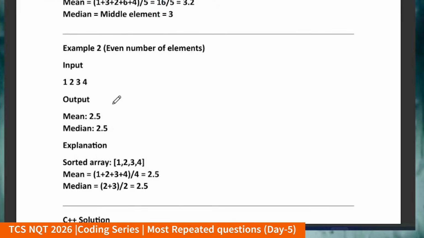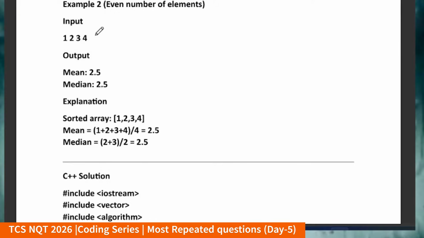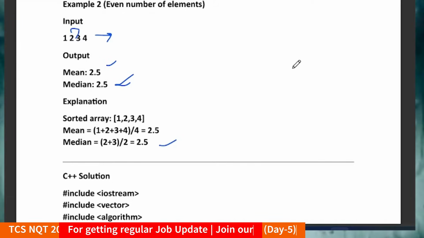Same for the case of an even number of elements. If you find the mean, then you will get 2.5, and for median, that is the sum of the two middle values divided by 2. So 3 plus 2, 5 by 2, that will be 2.5. So that will be your median. I hope you got the clarity.